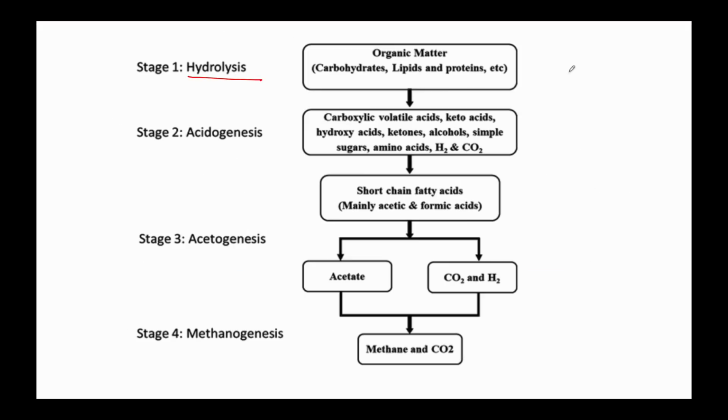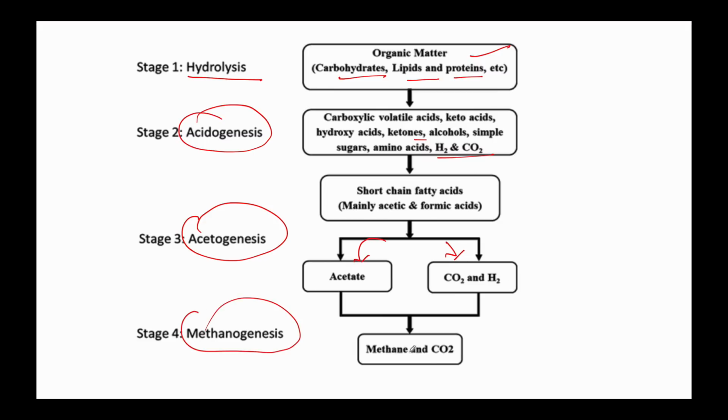So how does this process work? There is hydrolysis. You are using organic material, which contains carbohydrates, lipids, proteins. Then acidogenesis takes place, where carboxylic volatile acids are produced, keto acids, hydroxy acids, ketones, etc., along with H2 and carbon dioxide. Then they are short chain fatty acids, mainly acetic and formic acid. Then acetogenesis takes place, which produces acetate, carbon dioxide and hydrogen. And ultimately in methanogenesis, methane and carbon dioxide are produced. So microorganisms degrade your organic matter via a cascade of biochemical conversions. Ultimately you get methane and carbon dioxide.